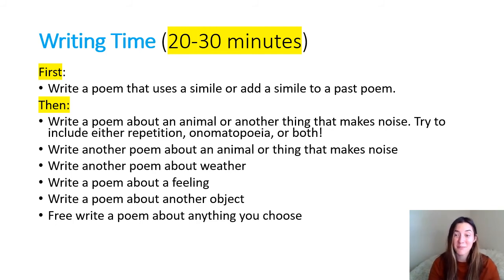So that's up to you, but I do really want you to spend about 20 to 30 minutes on it, okay? So first thing you're going to do is either practice writing similes, or add one to your poetry, as long as you're practicing that for a little bit first before you go on to writing. So reminder, a simile is when you compare two things using like or as.